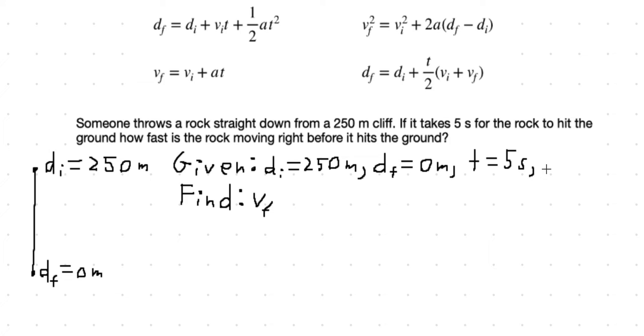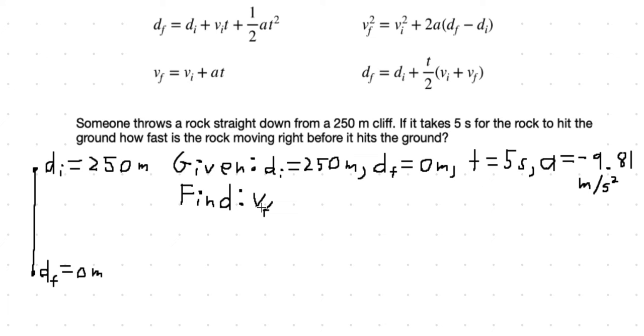So we're also given an acceleration of negative 9.81 meters per second squared. And again, that's acceleration of gravity. And it has to be negative because gravity acts downward. So we have our givens, and we're trying to find VF.